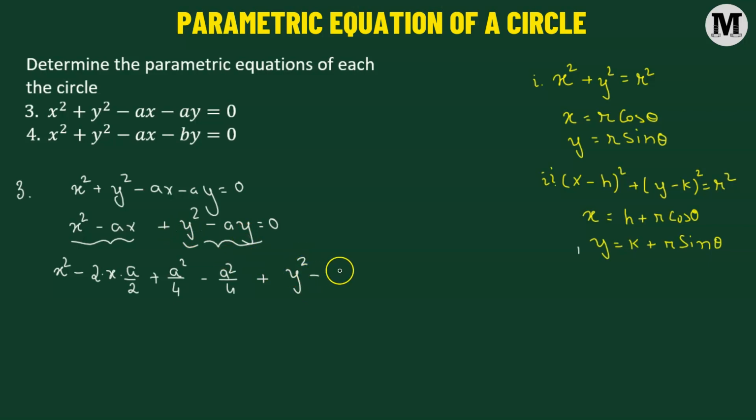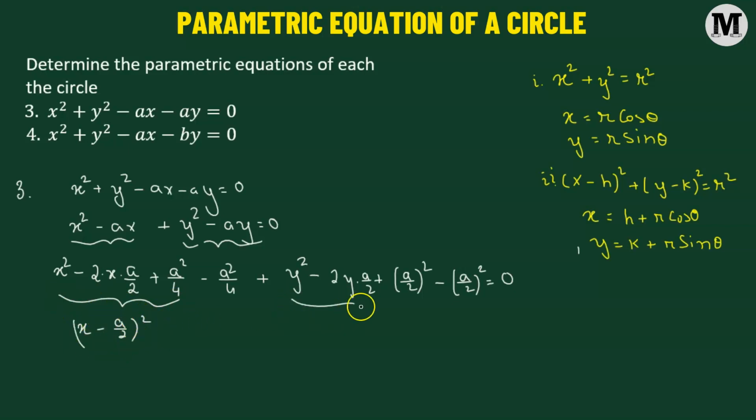So here we have y squared minus, now ay will become 2 times y times a over 2. So a over 2 is going to tell us that we need to add a over 2 whole squared to it and subtract the extra term from it as well. This will be equal to 0. So now these three terms can be expressed as x minus a over 2 whole squared. Then these three terms will become y minus a over 2 whole squared.